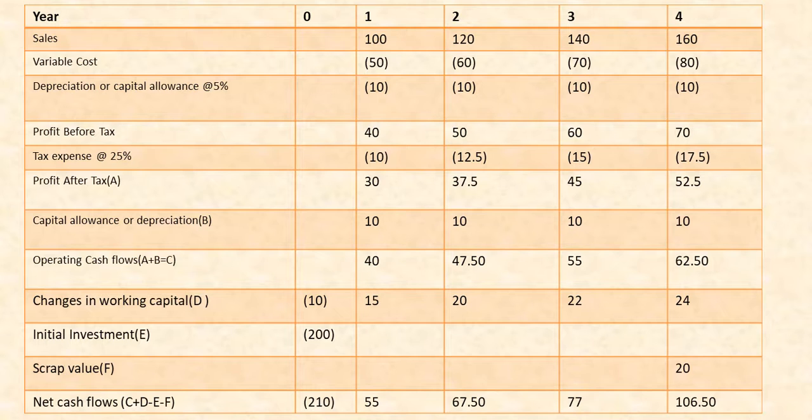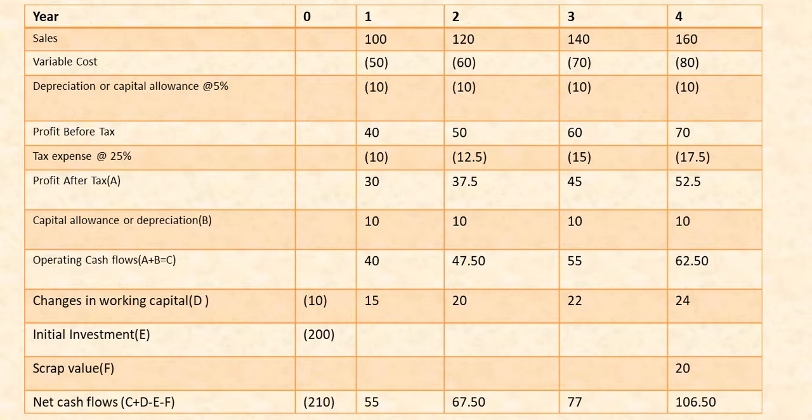Okay, so next, initial investment. The whole investment cost is $200,000. The first line of the question stated that, so we deducted that 200 in year 0. And the scrap value, point F, we are receiving at the end of year 4. So if you think of this entire question, it has calculated the cash flows at the beginning of the project, when the decision for the project is made, and after that it has calculated the cash flows which we will receive at the end of every year: year 1, year 2, year 3 and year 4.